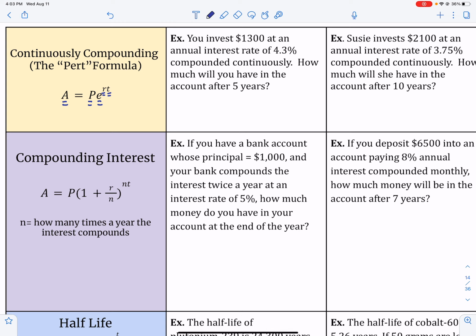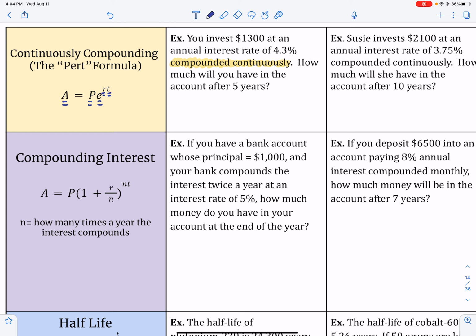We say, you invest $1,300 at an annual interest rate of 4.3% compounded continuously. Let's highlight that, because when you see that phrase, and they could also switch the words up on you and say continuously compounded, that means the same thing. It says, how much will you have in the account after 5 years? So let's set it up.